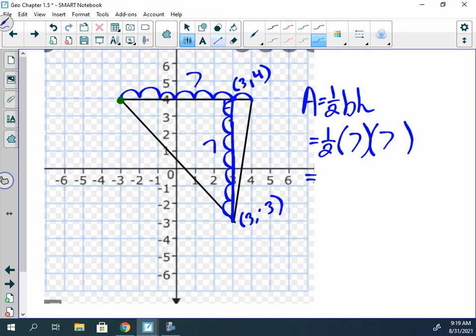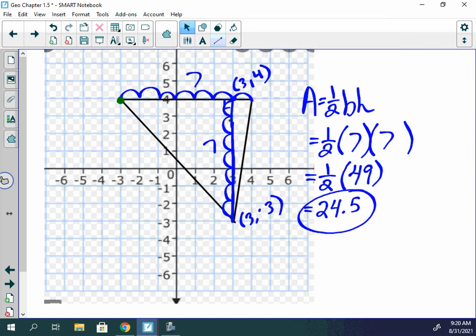Now again, at this point here, we could type this whole thing into the calculator to get the answer, because we can do 1/2 times 7 times 7. Well, 7 times 7 is 49. And then we need to divide 49 by 2. 24.5 would be the answer. So this one here, the two side lengths didn't give us what we needed to be able to find it.